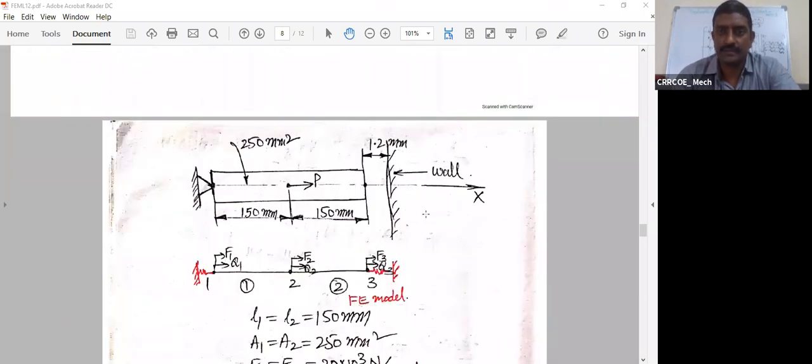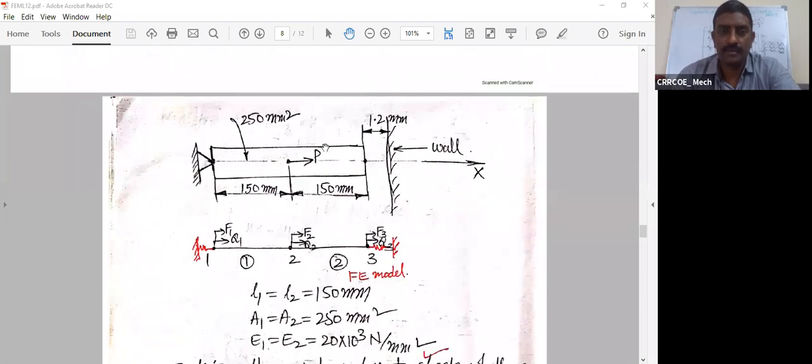So this is the structure. The uniform rod is fixed at the other end. There is a gap between the support and the free end of the structure. It has a uniform cross-section area of 250 mm square. The load P acts at the middle cross section of the bar.